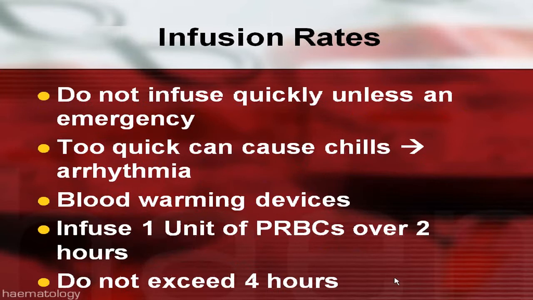You don't want to infuse quickly unless it's an emergency. Too quickly, because the blood is cold, we're taking it from the refrigerator, and we're not letting it sit out on the unit, it can cause chills. If you're giving it quickly, you cause chills, you can cause arrhythmias. Okay, and you learned all about arrhythmias in the last few weeks. Not good.